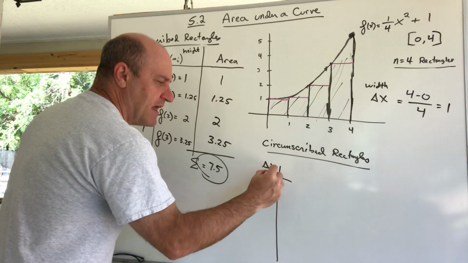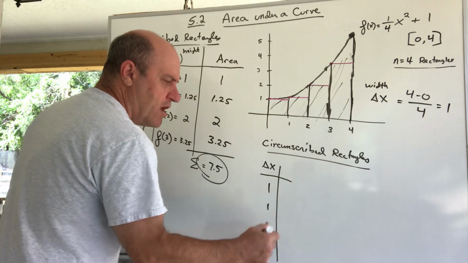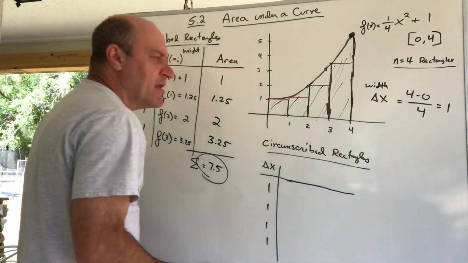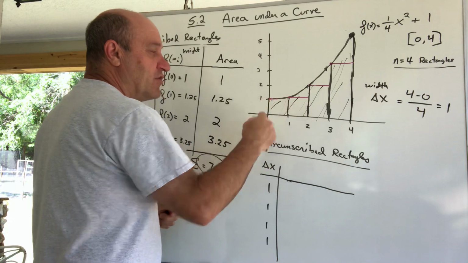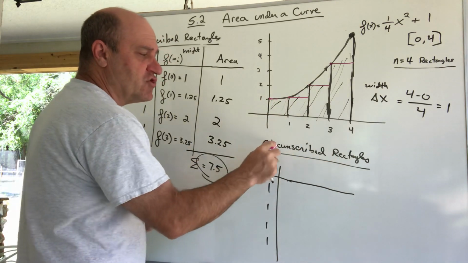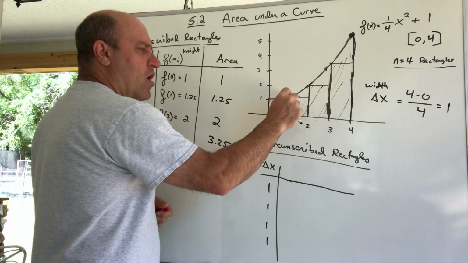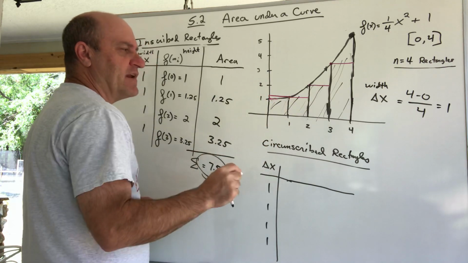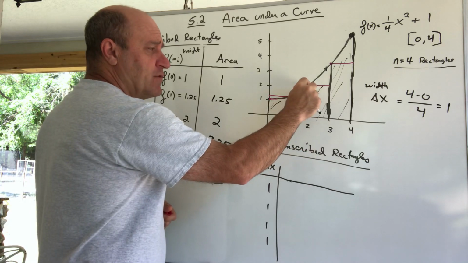I'm going to have delta x, which is the width again. That's 1, 1, 1, 1. I'm doing 4. But this time I'm going to have different heights, because instead of the inscribed rectangles, I'm going to do an overestimate using the circumscribed rectangles, meaning in that first rectangle, I'm going to pick 1 to get the height of that first rectangle. That'll be an overestimate. For that second rectangle, I'm going to pick 2 to get that height.